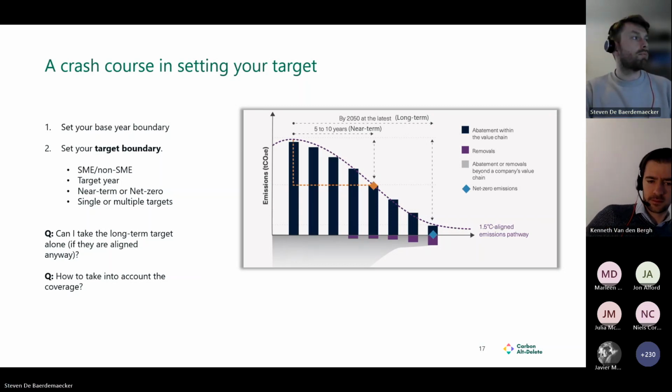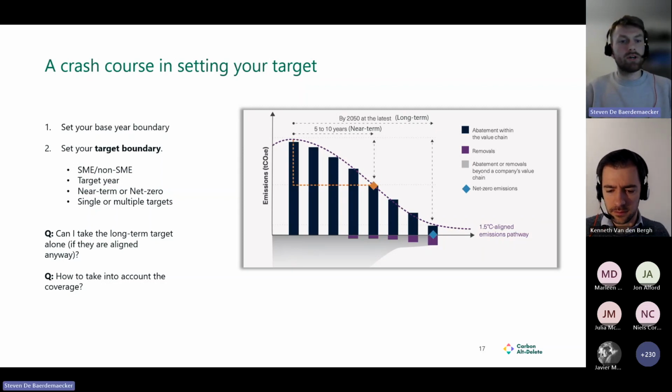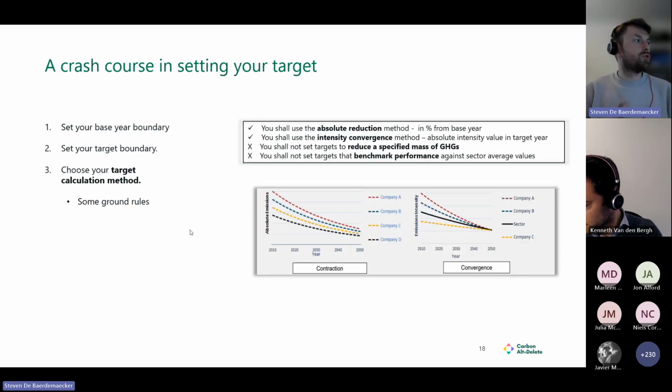Okay. So at this moment, we have set the base year boundary and the target boundary. We selected the target year. We selected a near-term or net zero or long-term frame or target type. Let's now dig into all the different types of calculation methods.